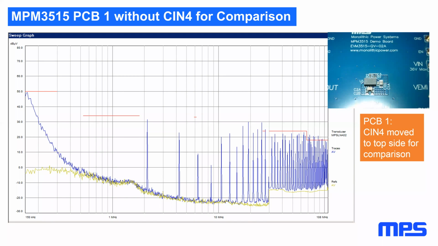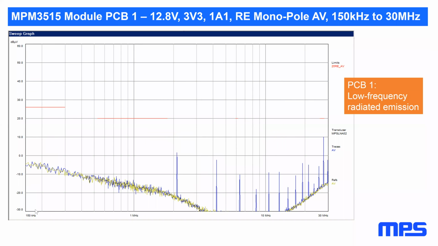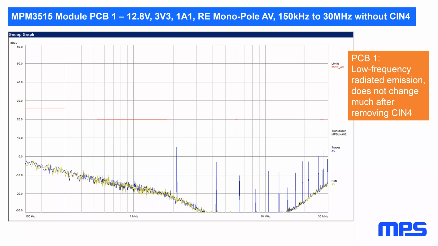In the low frequency range, radiated, we call it monopole, it's a radiated measurement from 150 kilohertz up to 30 megahertz. It looks good, well below the limits from such a very small module, very small switcher. You wouldn't expect that you get any problems in the low frequency radiated area, just because the area is too small to radiate much. Okay.